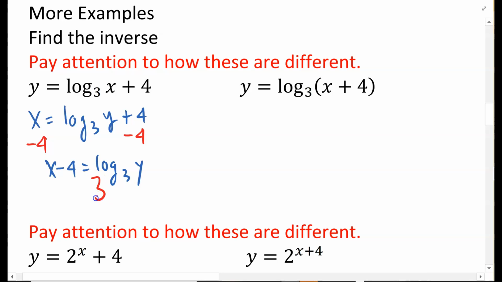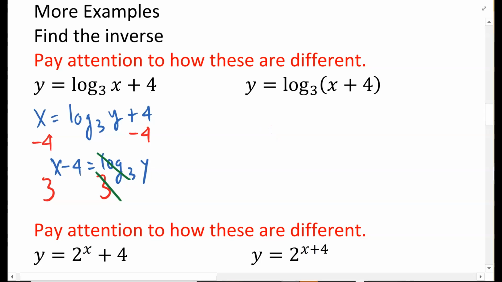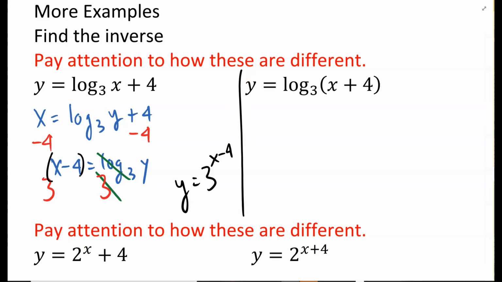I like putting the base of 3 here, just showing the work. And so what that's going to give us is, the log base 3 is canceled by the base of 3, dropping your y down. And so we end up with y equals 3 to the power of x minus 4. Now you notice that minus 4 was on the left-hand side when you brought the base of 3 to the left, and so therefore it's going to stay in the exponent. Now, that is different than our next problem. So in our next problem, we switch x and y.